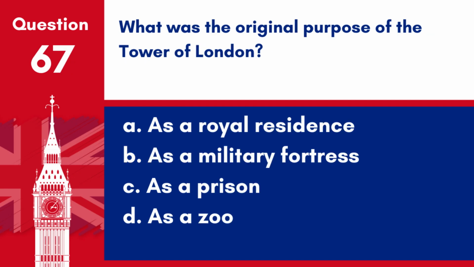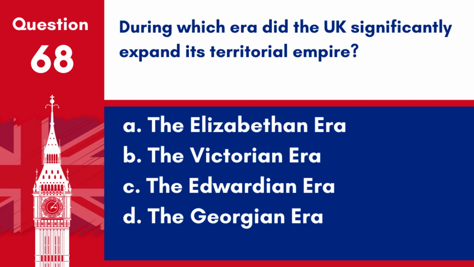Question 67. What was the original purpose of the Tower of London? A. As a royal residence. B. As a military fortress. C. As a prison. D. As a zoo. Answer: A. As a royal residence. The Tower of London was originally built by William the Conqueror in the 1070s as a royal residence and a demonstration of Norman power.